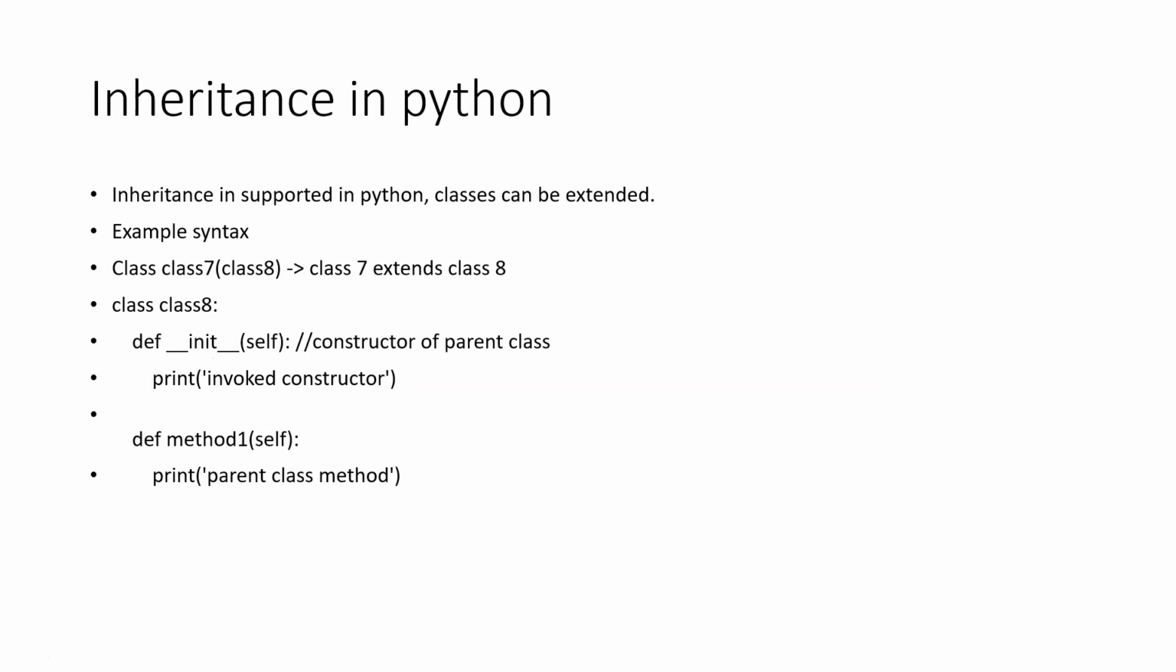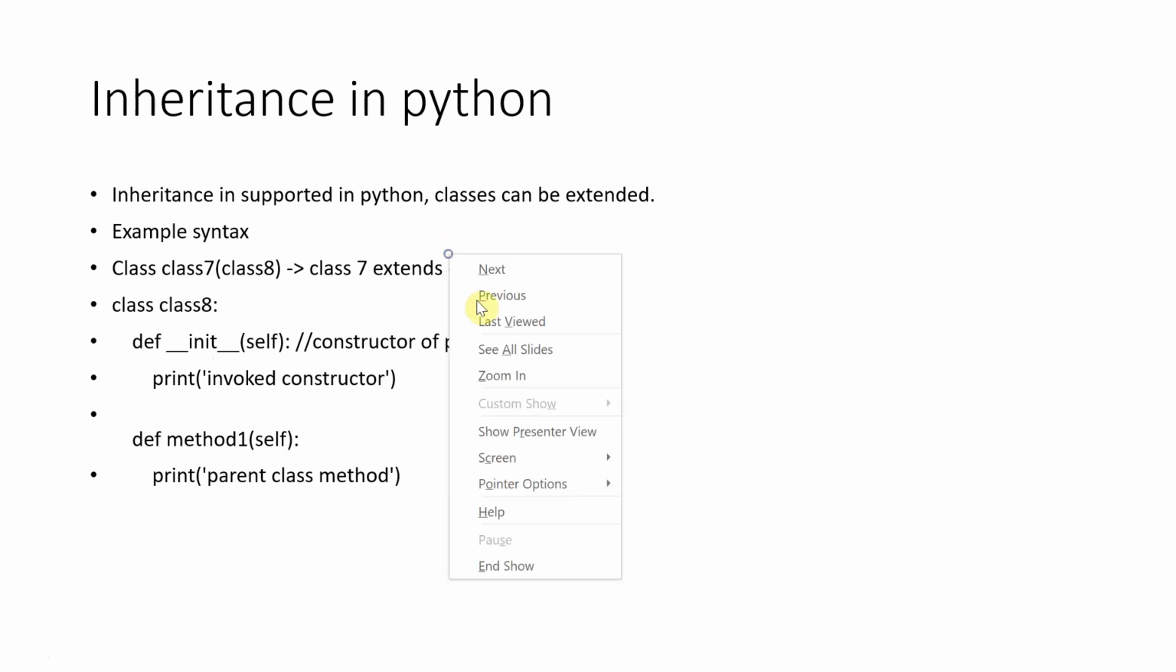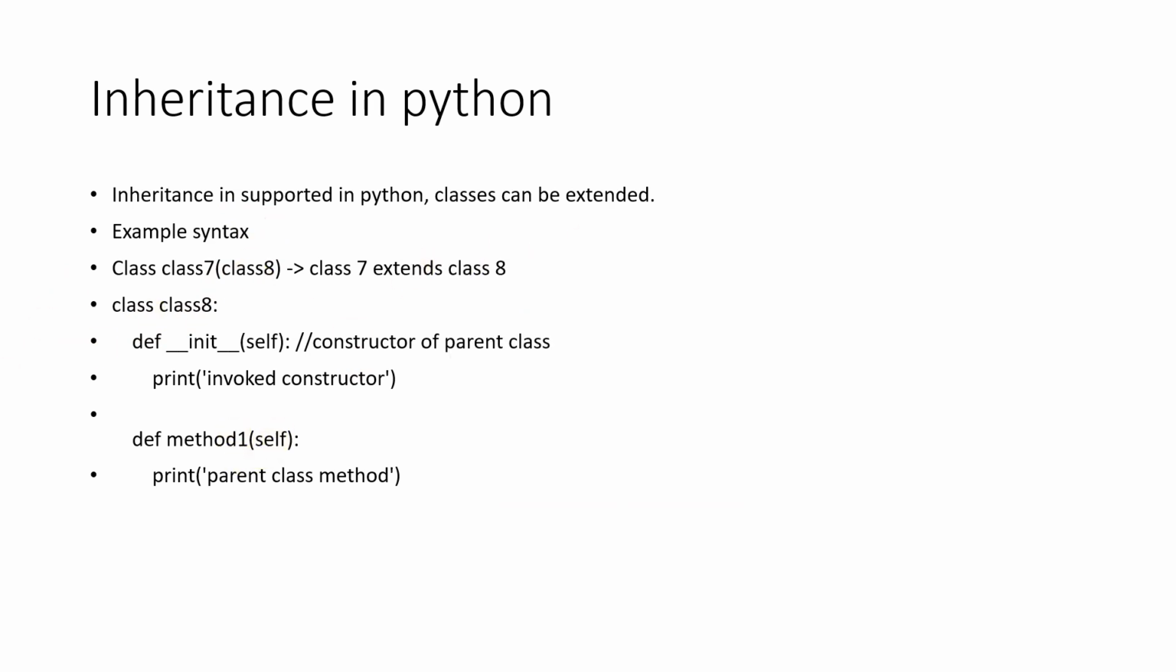Now what is inheritance? Inheritance is when one class can extend another class. Now when you come into this session, it is expected that you know a little bit of object oriented programming. So how do we extend? Usually in Java and other languages we say class extends the parent class, right? Here it is not like that. You say class name, and within the brackets you give the name of the class you want to extend. So if class 8 is the parent class and you want to extend it, you say class 7, and within brackets you say class 8.